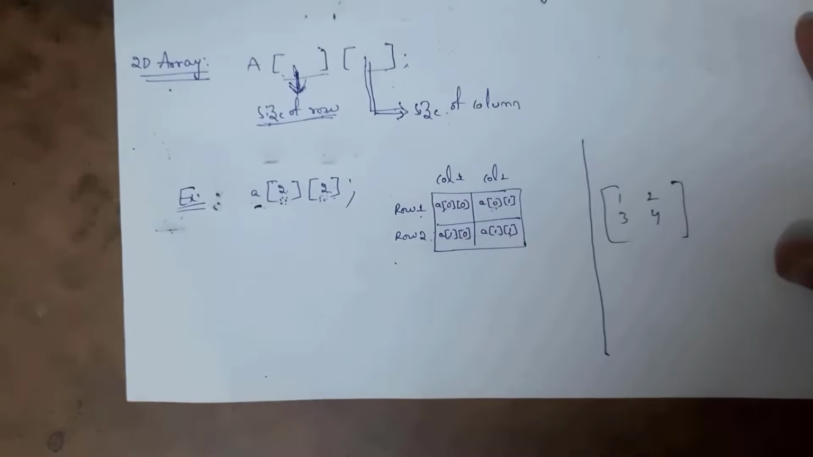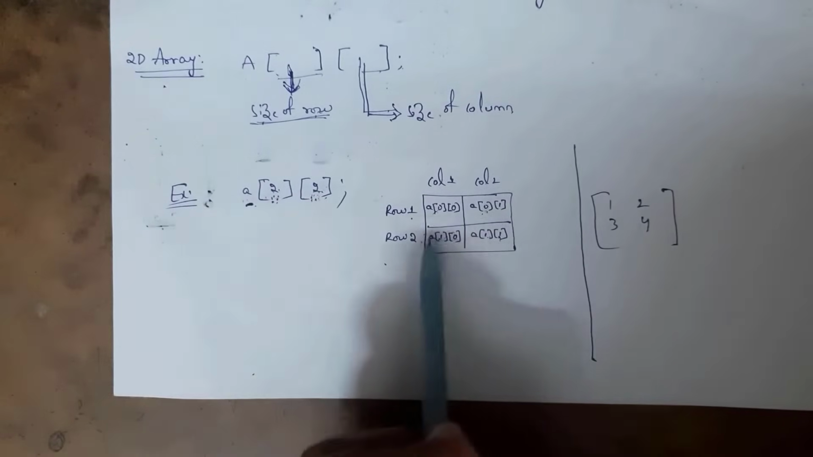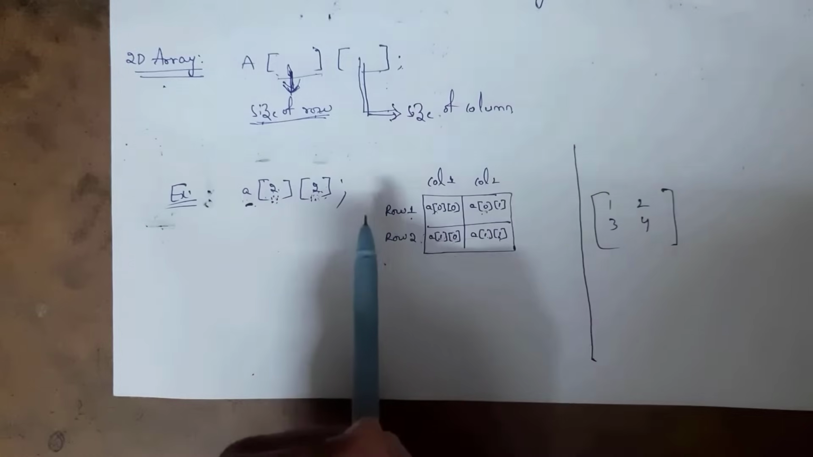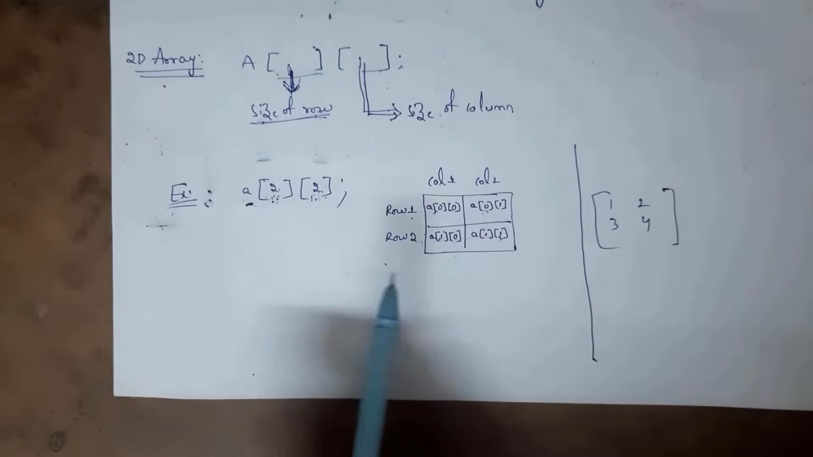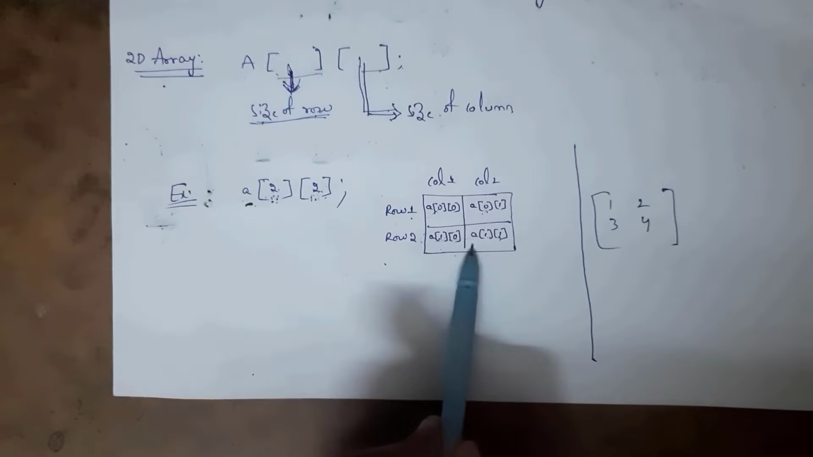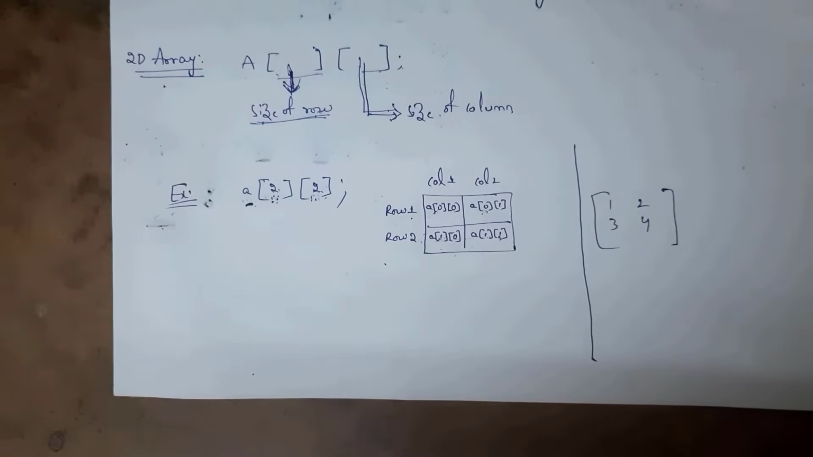For example, if I declare a of 2 into 2, that means it will create 2 rows and 2 columns, where I can store 4 elements in it, that is 2 into 2, 4 elements. And this two dimensional array looks the same as a matrix. In a matrix also we store like this. So we can also call this two dimensional array a matrix.